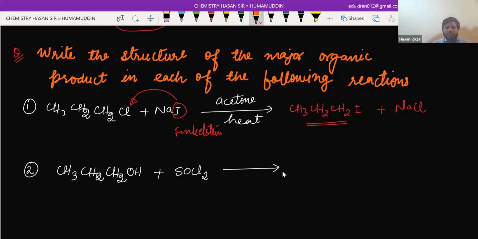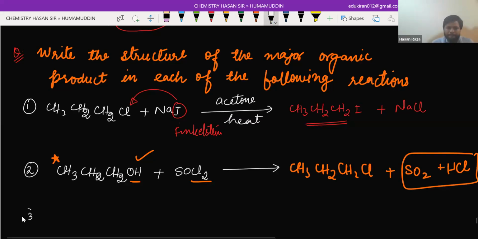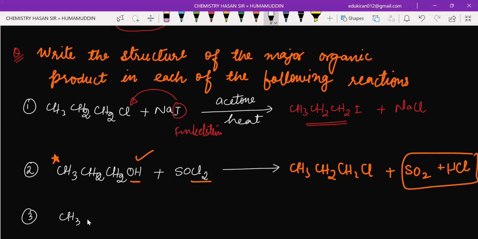For the next one, you can see this chlorine will replace this OH group. You will get chloropropane, and the byproducts will be SO2 as well as HCl, which will be in gaseous state. So, out of all the preparations of haloalkanes from alcohol, this was the best preparation. Is that clear, both of you? Yes, sir. Okay, very good.